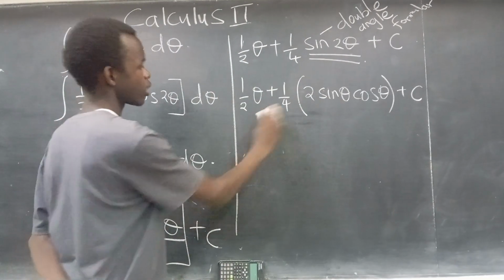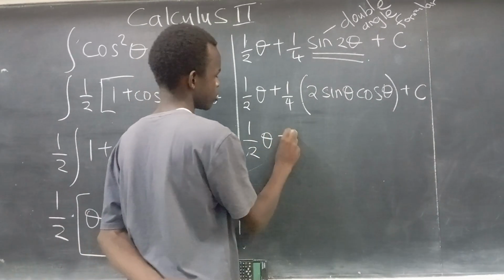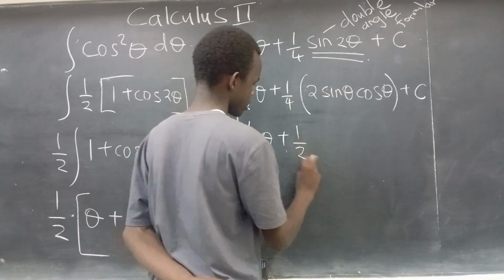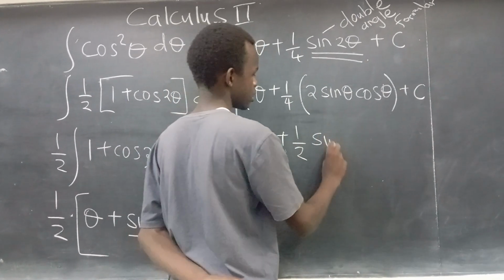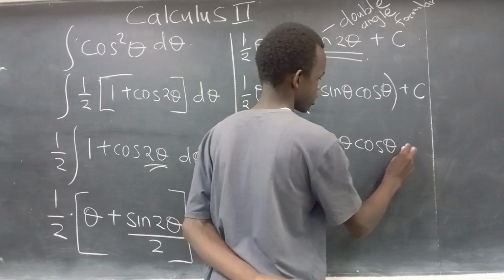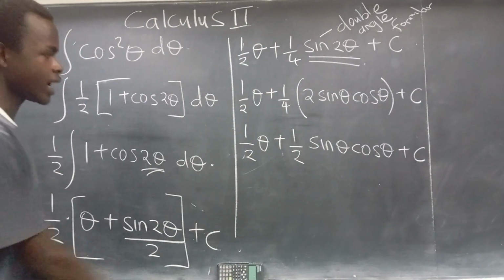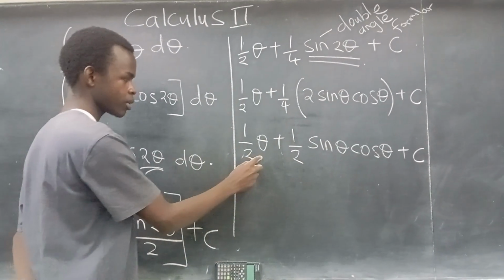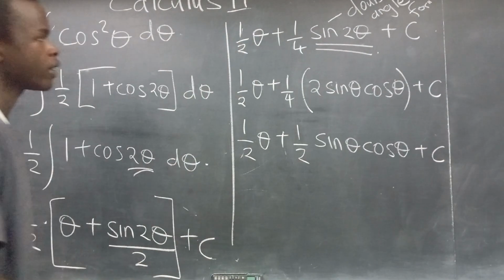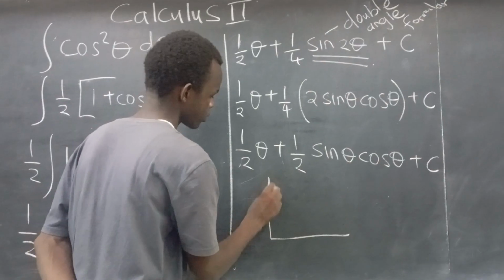Okay, so let's open a quarter, so I'll get a half of theta plus this cancels with this, I'll get my a half of sine of theta cos of theta plus c. So this is our answer, yes, but we haven't replaced theta, sine of theta, cos of theta, so we'll have to draw our triangle.